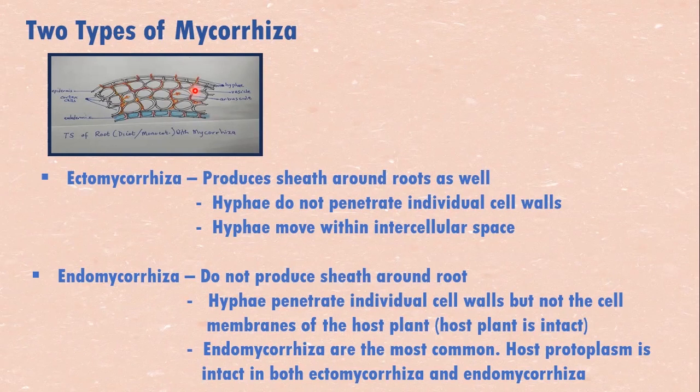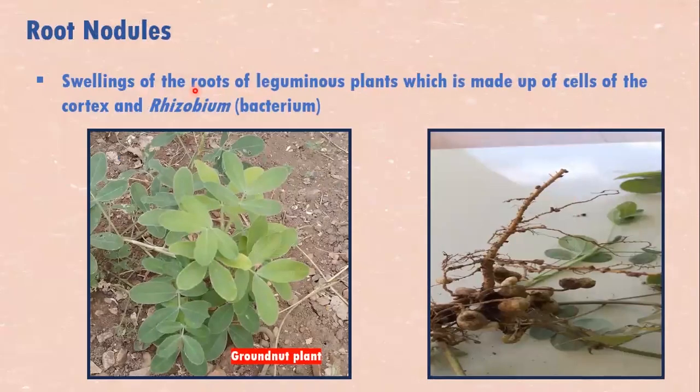Now, mycorrhiza can be produced as an economic substance put in the soil to increase yield of plants. So it's a very, very important type of roots association, mycorrhiza. Well, now let's look at root nodules too. Root nodules is another type of roots association. Here, they are usually found in leguminous plants like cowpeas and other leguminous plants.